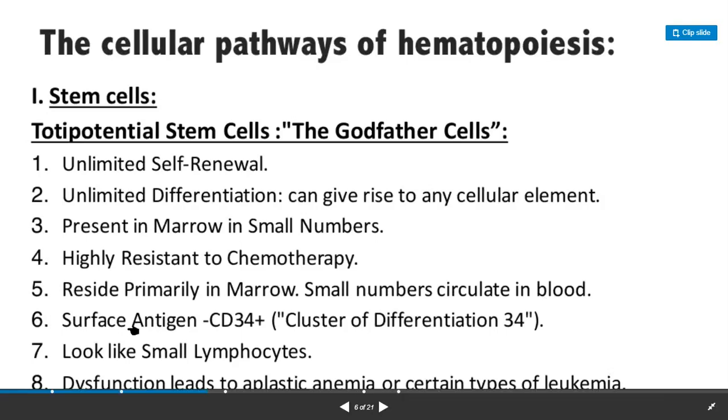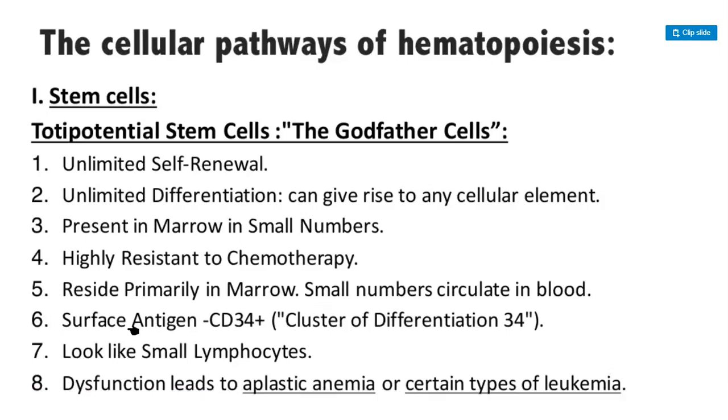And then for them to differentiate, they need a surface antigen, which is called CD34+. So CD means cluster of differentiation. Okay, we will do that in immunology later. So the totipotent stem cells have a surface antigen, which is called CD34+. This could be an objective question in an exam. So remember that totipotent stem cells have a surface antigen that is called CD34+. Sorry, CD4. I'm talking about CD4 so much because of HIV.